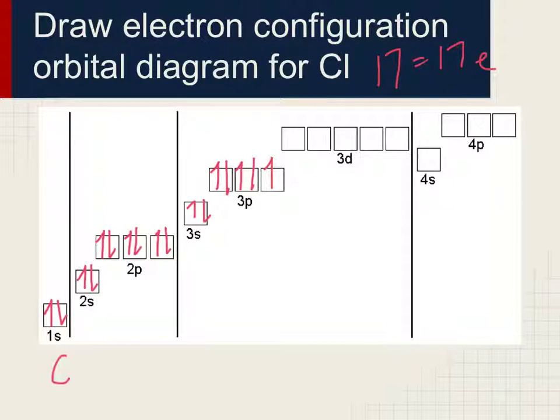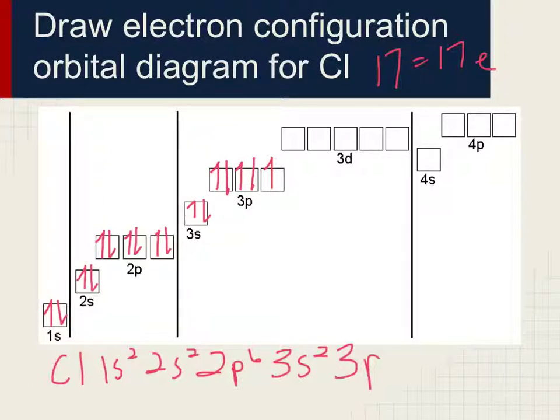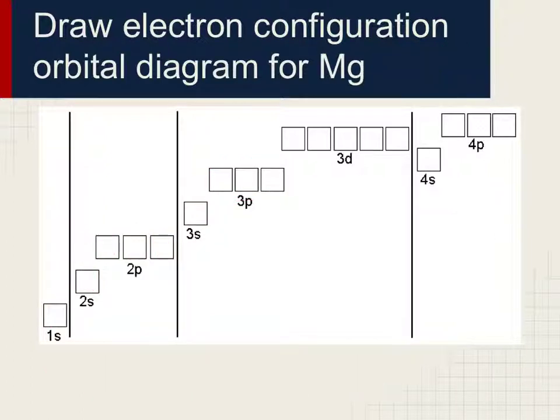So let's write it out. Chlorine has 1s2, 2s2, 2p6, 3s2, 3p, and there are 5 electrons in that 3p energy level. So here's the total electron configuration for chlorine. What I'd like you to do is try drawing the orbital diagram for magnesium on your own, and pause the video.